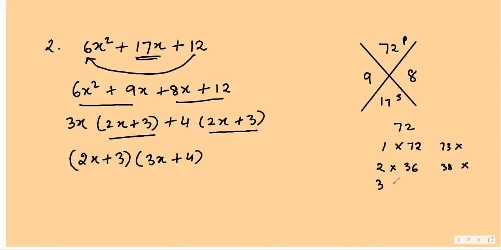Now we check with 3, it's 3 into 24, so 27 will be the sum, so it's not the right option. Then with 4 we go, and it's 18, the sum is 22, again not the right option. Then comes 6, 6 times 12, the product is 72, but the sum is 18, so again it's not the right option. Now after 6 comes 8, 8 times 9, yes, the product is 72 and the sum of these two terms is 17.